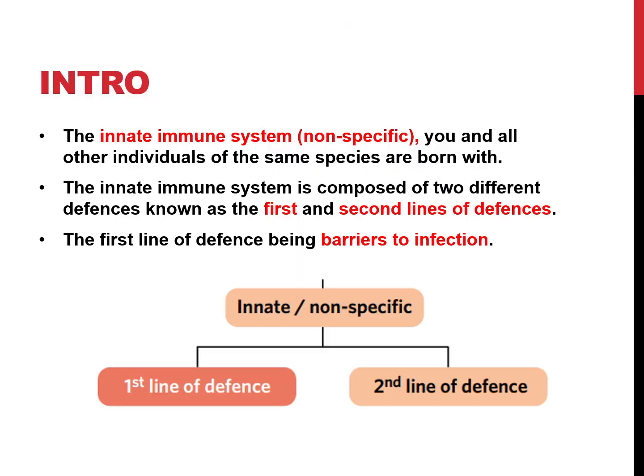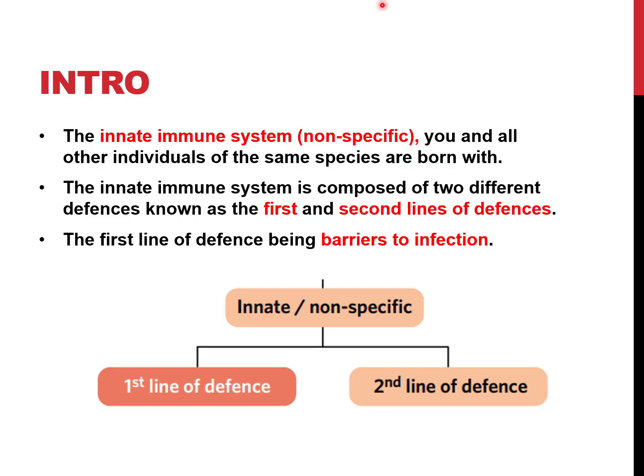So the innate immune system is a non-specific immune system. What does that mean? It means it is not specific. It will destroy anything that is a foreign particle inside the body. Okay? And you are born with it. It is innate. Okay? Just like a baby having the ability to cry, it is something it is born with.